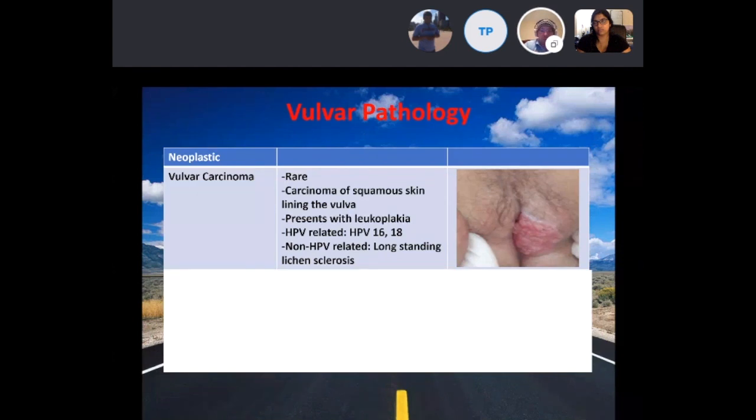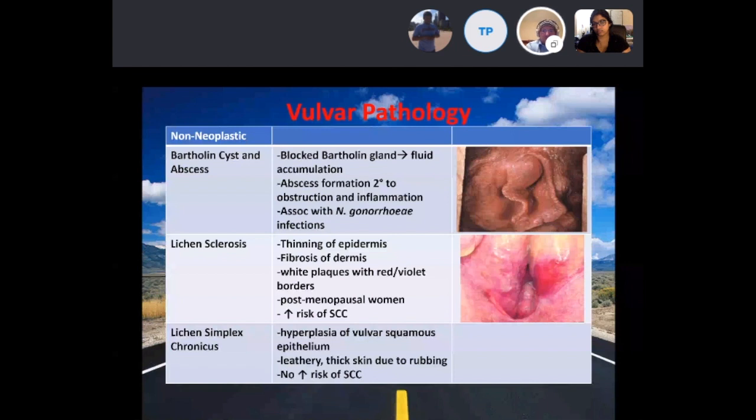This is why when we see lichen sclerosus, we want to biopsy it to rule this out. And you can get tricked because it'll say, oh, there's a white lining here. But the difference is the leukoplakia is typically going to be the border of the cancer, whereas in lichen sclerosus, it was white plaques with a velvet border.